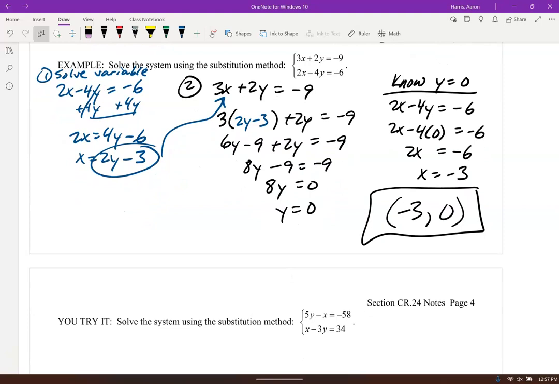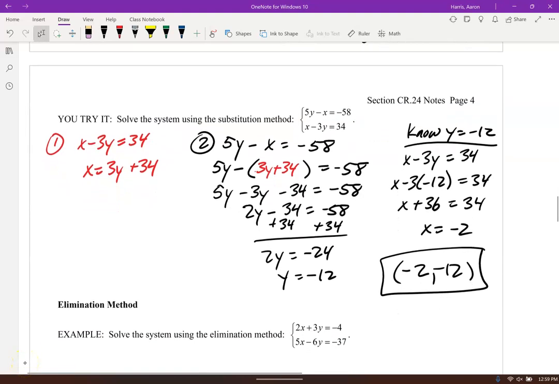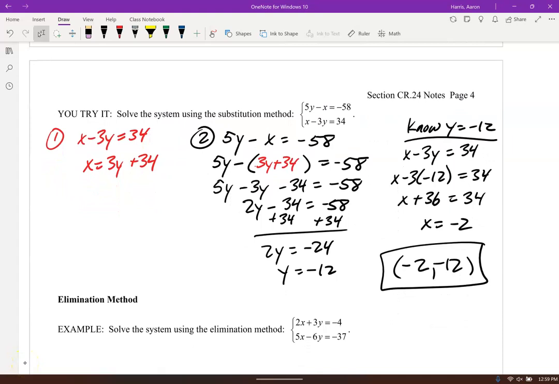Go ahead and pause it, and you can go ahead and start that next one there. 5y minus x equals negative 58, and x minus 3y equals 34. Go ahead and check your work on that. I took the second equation, solved for x, and then substituted it into the first equation. So you should get negative 2, negative 12.